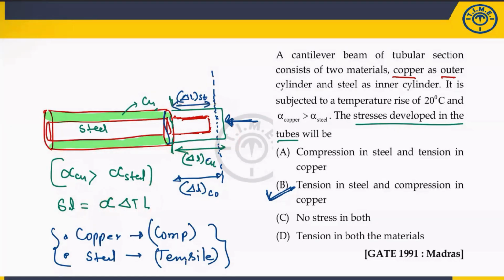Yes, sir. So if it expands more, it should be in compression because you want a common deformation. Steel will expand less because of the lower value of alpha, so you have to apply tensile. I'm giving one trick: if alpha is more, that will be in compression. Whenever you see this type of question, if the alpha value is more, just mention that it will be in compression only. Got it?